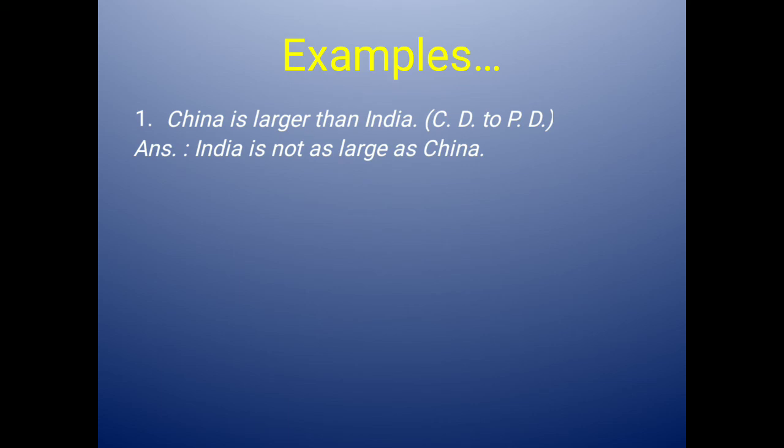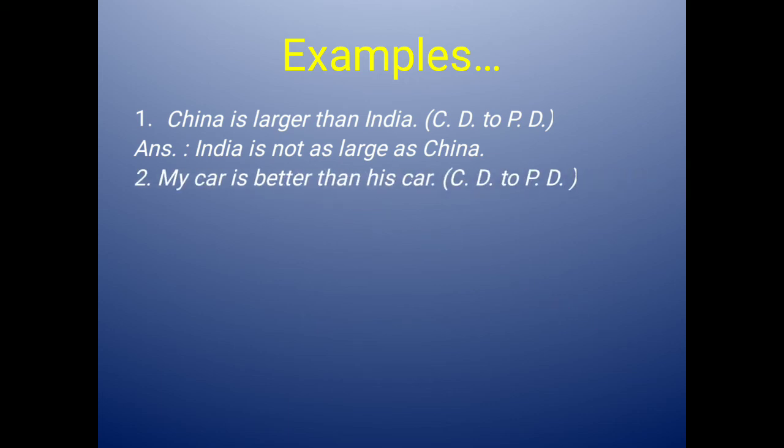Let's see the second example, and this time you should be ready with your notebook, and you have to write down the answer as soon as I show you the example. So let's see the second example. My car is better than his car. The same instruction is there. THAN is there. It means the sentence is in comparative degree. And we need to convert this sentence into positive degree. I hope you have solved the correct answer.